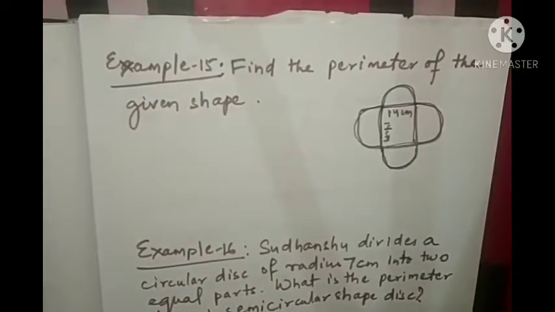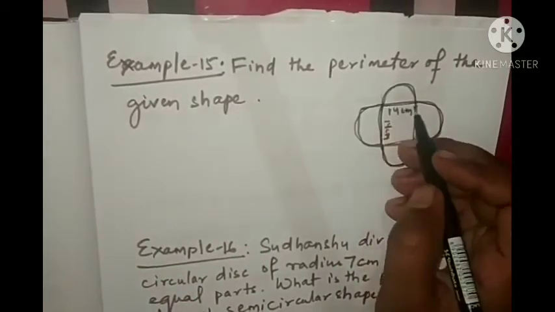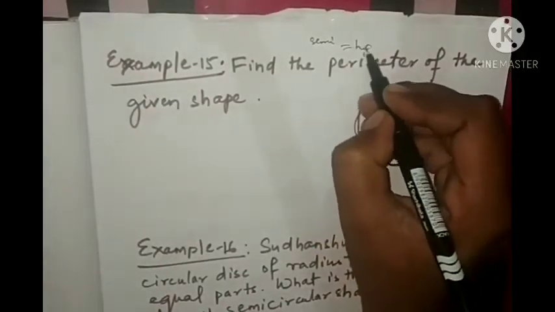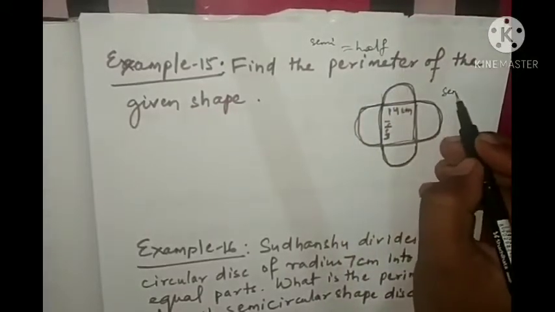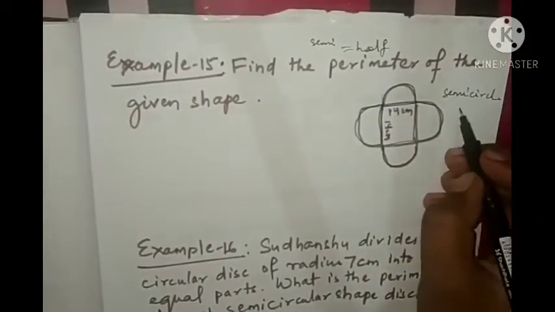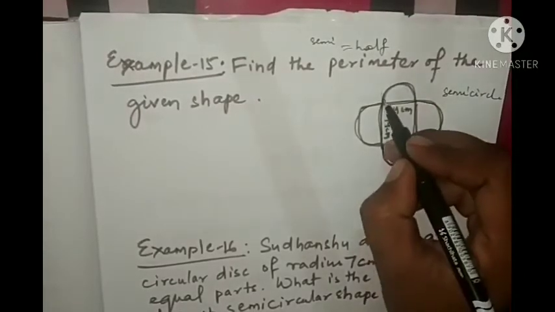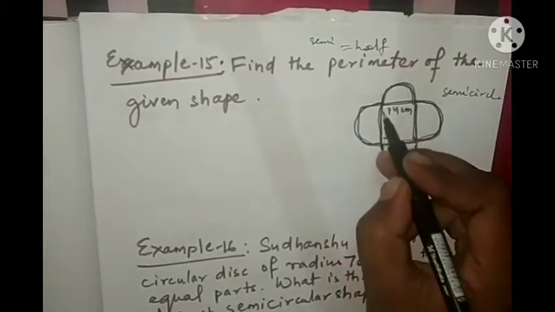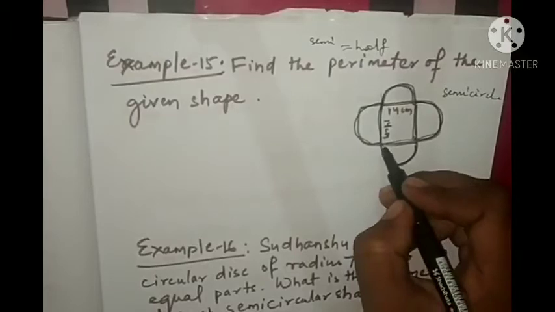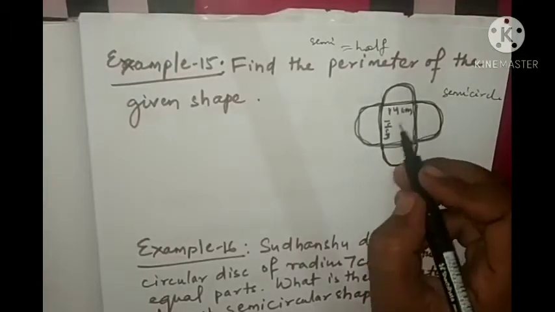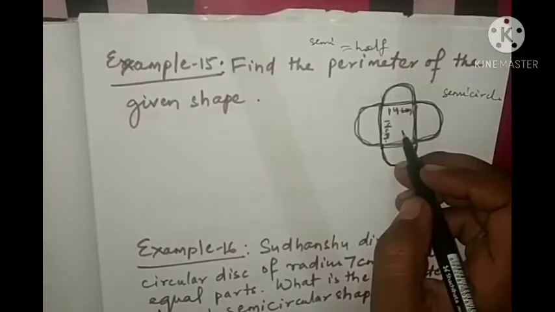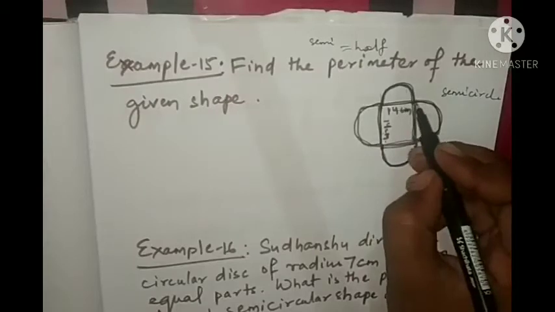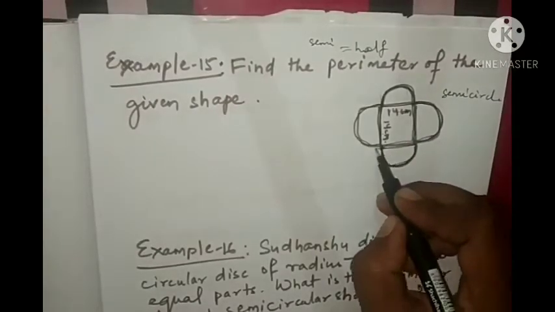Okay, so look at here. So what is semicircle? Semi means half. Means semicircle means half of the circle. So here it is a semicircle. This one is a semicircle. This is also a semicircle, and here it is also a semicircle. And in between this is what? This is 14 centimeters. So we have to find out the perimeter of the given shape. Perimeter of the given shape means this one, this one, this and this one.